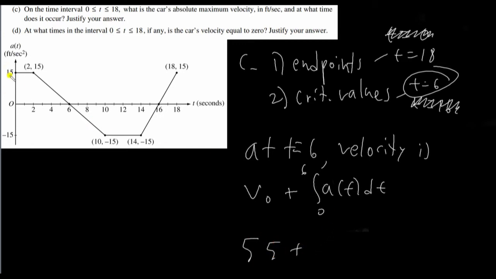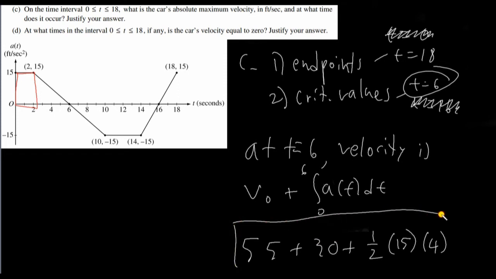plus, and then the area under the curve is going to be this rectangle. So 2 times 15, 30, and then this triangle, which is 4 times 15 times 1/2. So it's 4 times 15 is 60. 60 times 1/2 is, well, I'm not even going to waste my thought process on that. Algebra is 1 times 15 times 4. So this is the velocity, the absolute maximum velocity, and it occurs at time t equals 6.